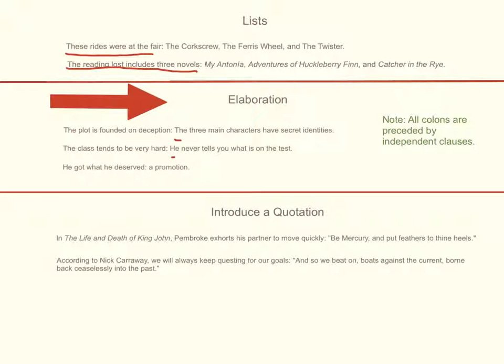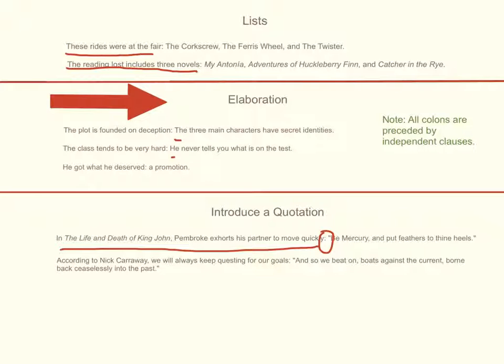And finally, you can use it to introduce a quotation. So, in The Life and Death of King John, Pembroke exhorts his partner to move quickly: Be Mercury, and put feathers to thine heels. One of my favorite quotes from Shakespeare. But here you see that we have an independent clause preceding the colon, and then we actually have the colon itself. And then here we have this quote, be Mercury and put feathers to thine heels.